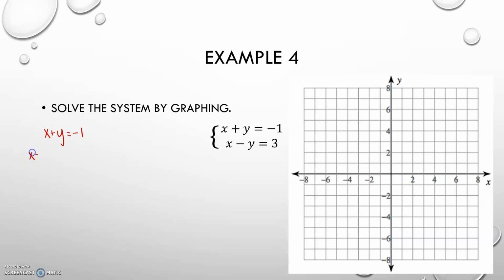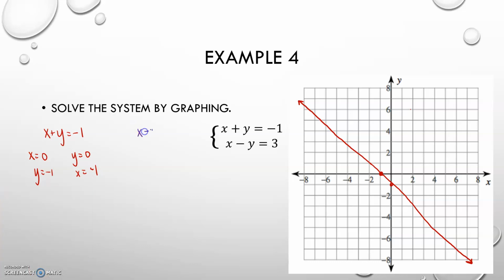So for x plus y equals negative 1, it's in standard form. I'm going to find the x and y intercepts. So this would give me y equals negative 1, x equals negative 1. That's pretty easy. I can do that. Put my 2 points on there and then connect the dots. Oops, that is not perfect, but there is grace.